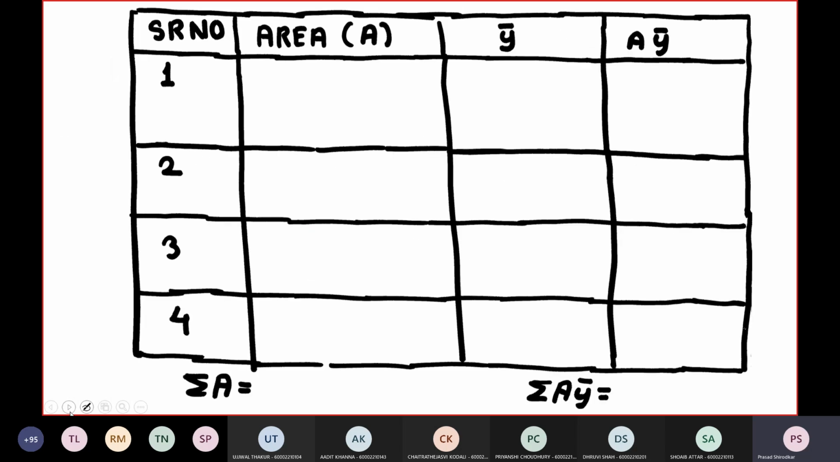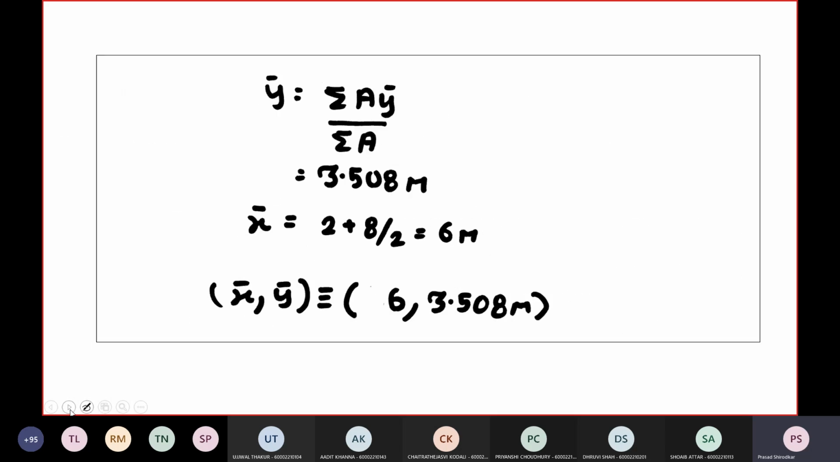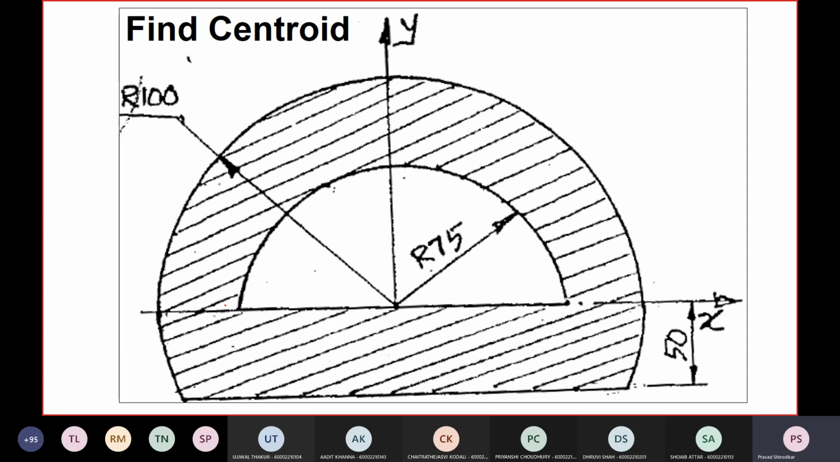This will be there in the notes. Let's go to some more complicated problems. So find the centroid of this area. Now in this case, x bar is 0. It is symmetrical about the y axis. X bar will be 0.